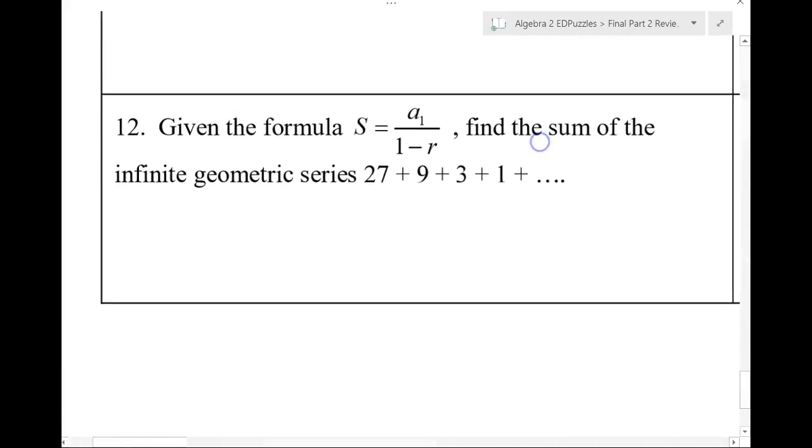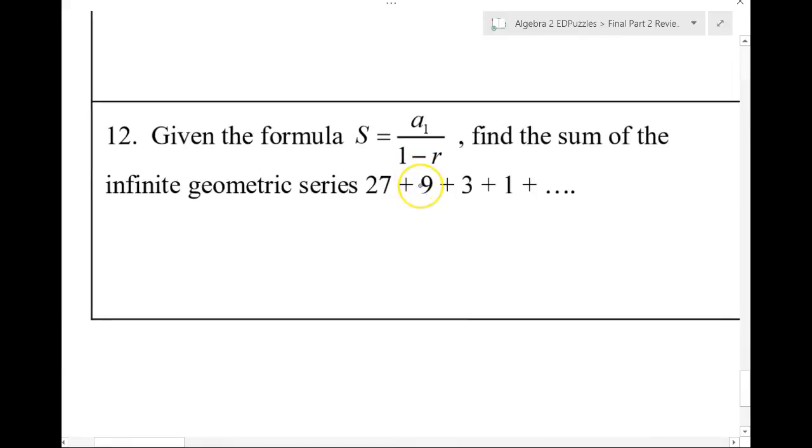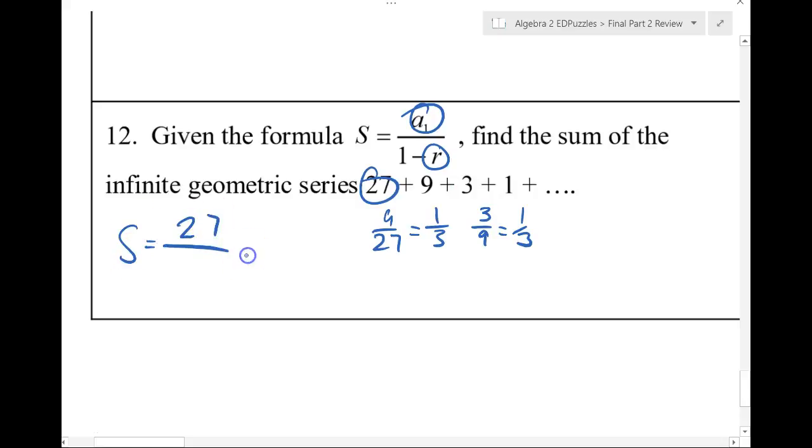Now, given this formula for infinite series, find the sum of the infinite geometric series. Well, first we need to know the first term, and we need to know the ratio. Well, we know the first term is 27, and we can find the ratio by taking the next number in line divided by the previous one, so 9 over 27, and that will be 1/3. And just to confirm it, to make sure we're right, do the next term divided by the previous, so 3 over 9, so yes, that's 1/3. Okay, so now let's set this up. First term on top, 1 minus 1/3.